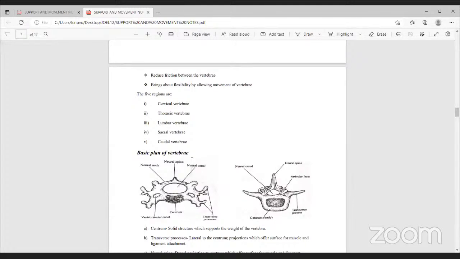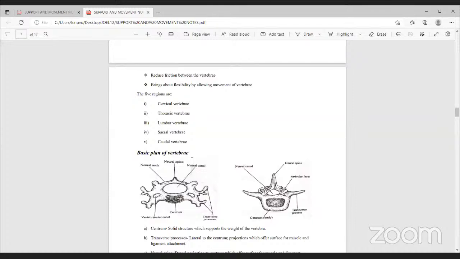Anybody with a question or requiring a clarification? Are you following? Yes. Any question? If there's no question, maybe we can carry on.